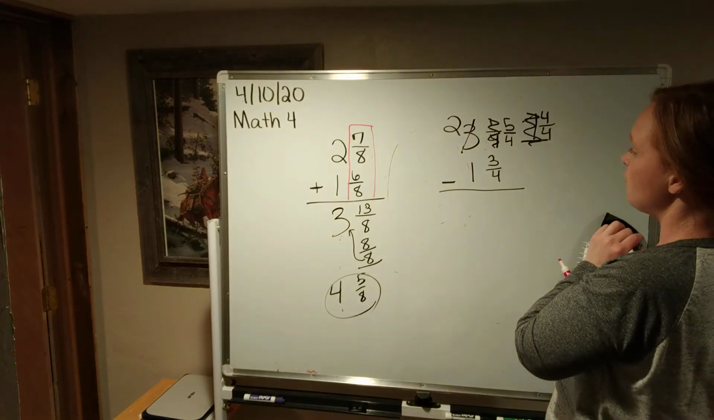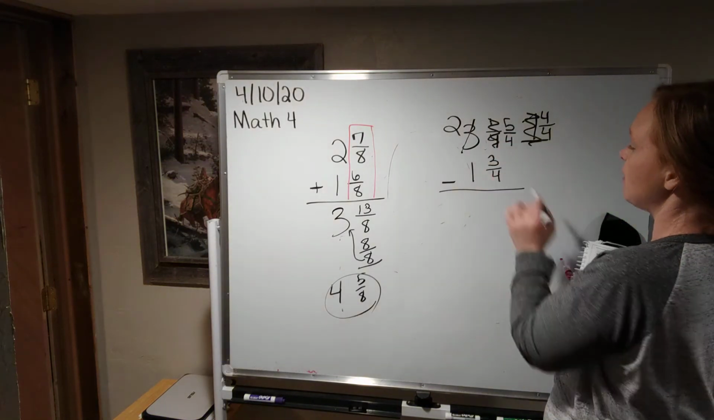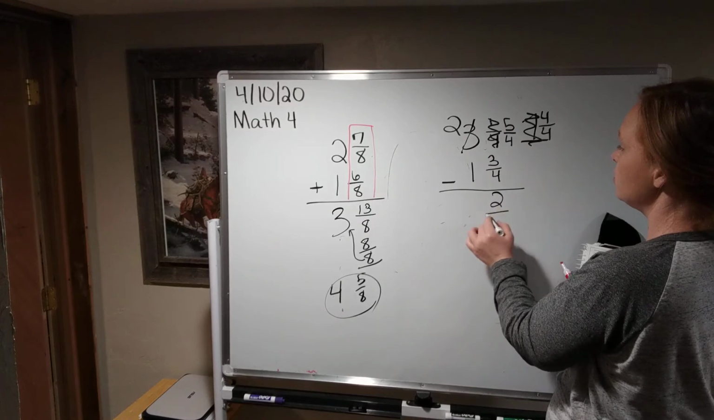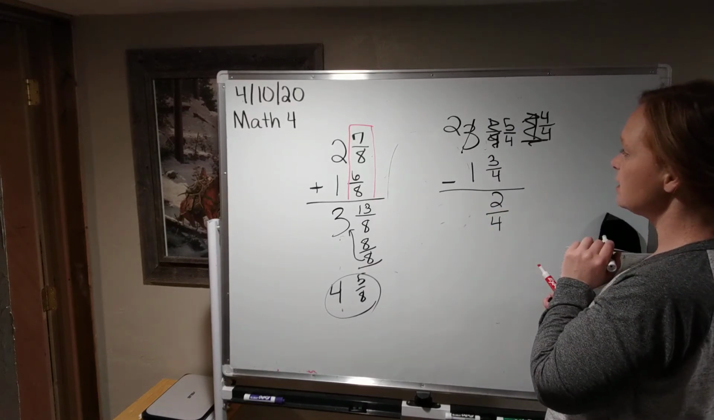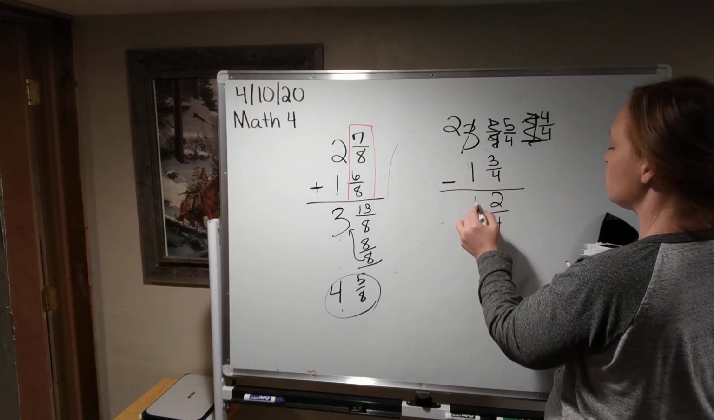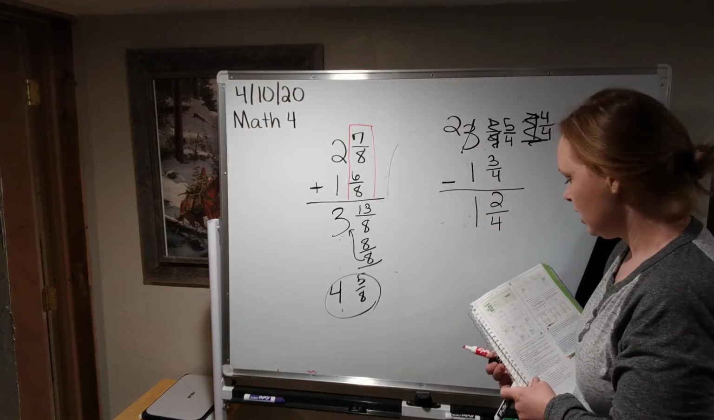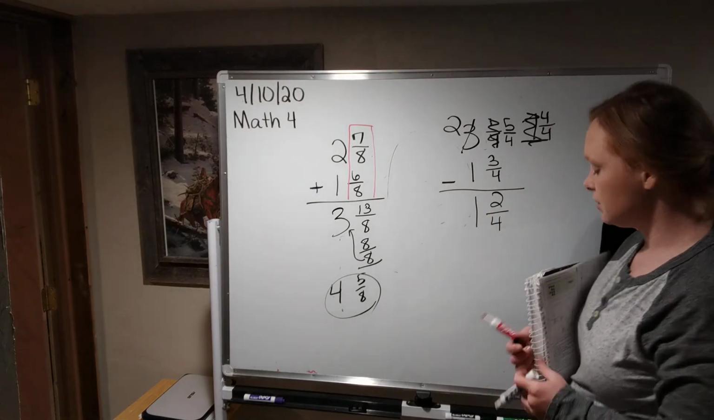Okay? 5/4. Now can I say 5 minus 3? Yes, 5 minus 3 is 2. My denominator stays the same. 2 minus 1 is 1. Now my answer is 1 2/4.